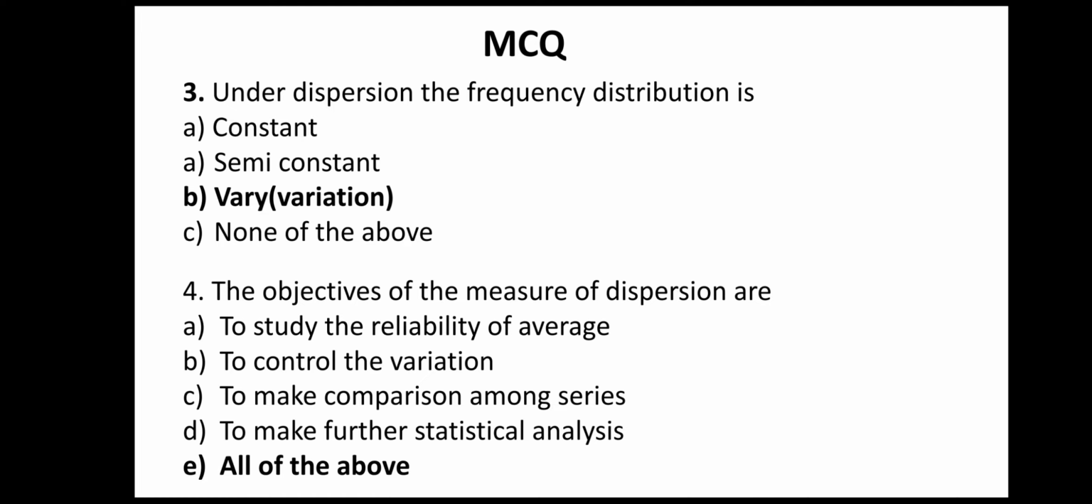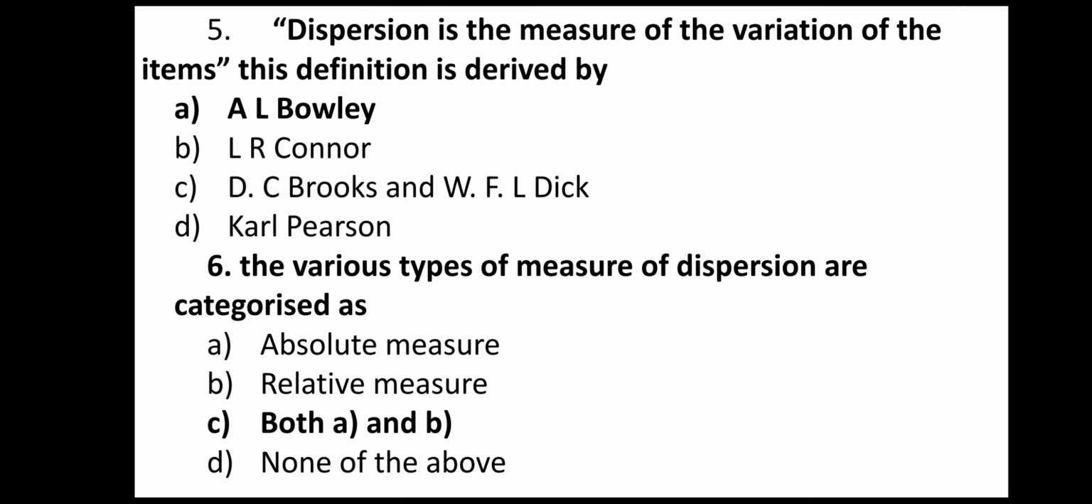The objectives of the measure of dispersion are to study the reliability of average, to control the variation, to make comparison among series, to make further statistical analysis, all of the above. The objectives include all A, B, C, D. So the answer is E.